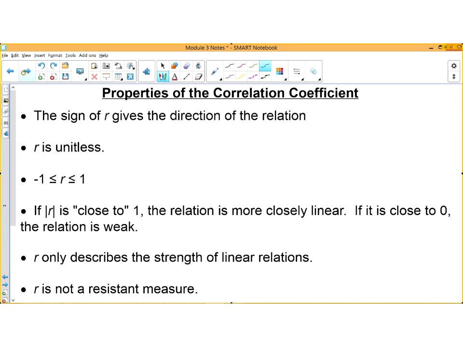And then the sign tells the direction. So if R is positive, the direction is positive. If R is negative, the direction is negative. It doesn't have any units, so you don't have to think about what the units of R are.